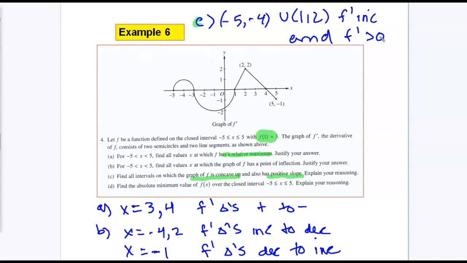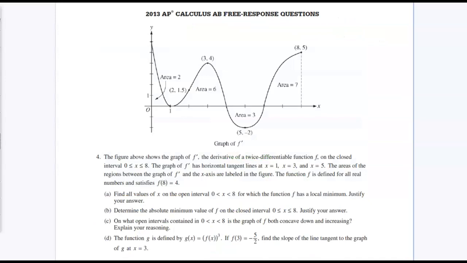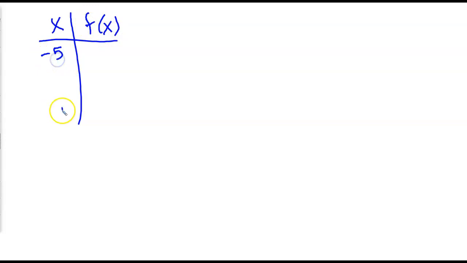Now in part D, they want us to find the absolute minimum value on the closed interval -5 to 5. Well, the absolute minimum value is either going to happen at the endpoints or where the derivative changes from negative to positive, which is right here at f of 1. So I'm going to have to go through my table approach here. So I have x, and I have f of x, and my endpoints are -5 and 5, and my critical number is 1, and we already know that f of 1 is equal to 3.